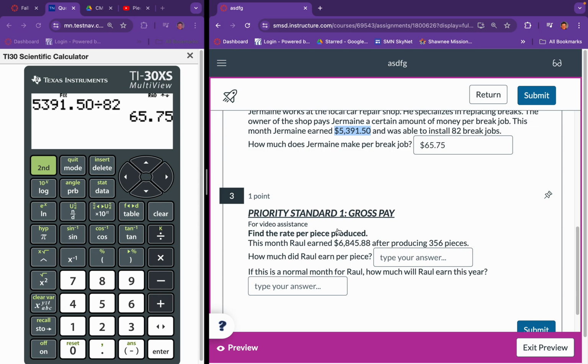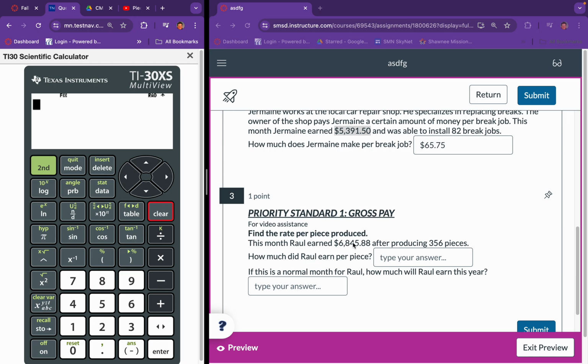Okay, question 3. Question 3 says, again, find the rate per piece produced. This month, Raul earned $6,845.88 after producing 356 pieces. We don't know what it is that Raul is producing, but he made 356 of them. So he made 356 pieces. He created 356 pieces, and for that he was paid this much money.